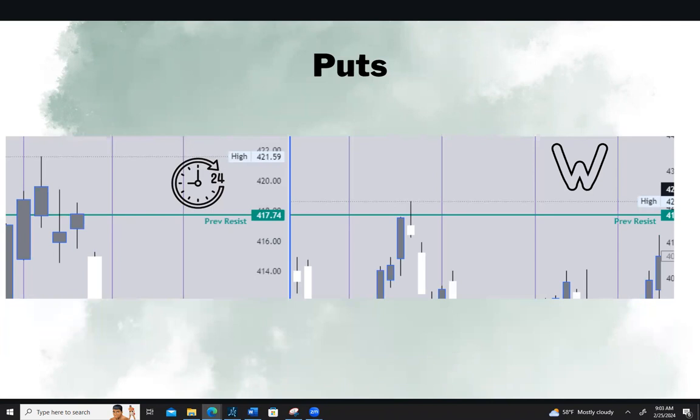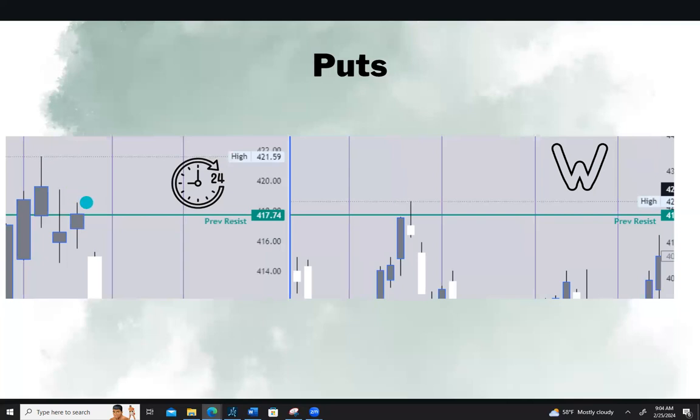All right, so if you said puts, that is correct. If you said you wouldn't take it at all, that's great as well. As you can see, price got above the previous level of resistance. Cool. Next candle on the day, it pushed above the previous level of resistance, but then it started to pull back. Next candle, same thing. This time it pushed above it, closed right at the previous level of resistance, and then the next day it gapped down. But as you can see, we are making lower highs.